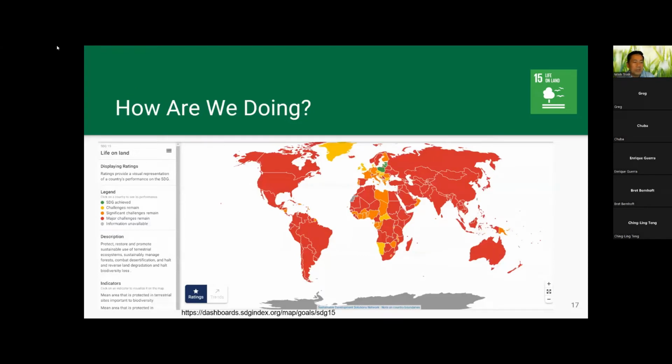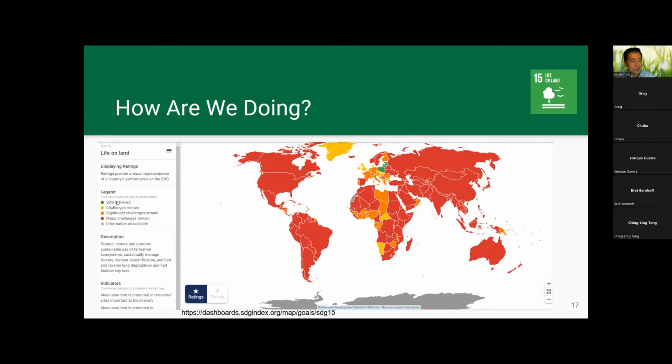So here you can go. This is for that goal, life on land. If you go to the website, there's a website from the SDG Index. They try to quantify how far we are from reaching these goals. So life on land, SDG 15. Here we can see the world map in two views, one in terms of ratings, and also the index.